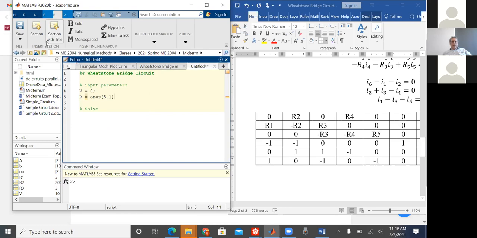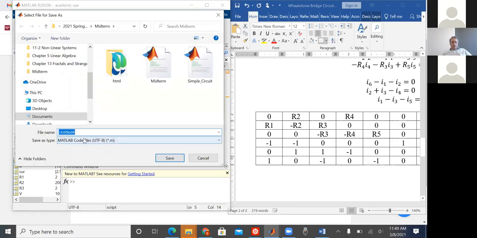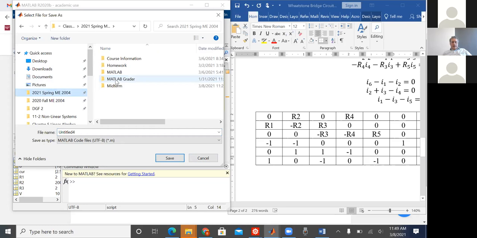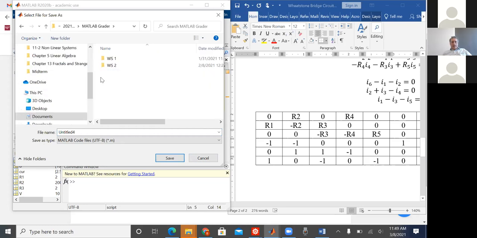Okay, and I want to File, Save As. I want it back in that other file. You know what I can do to get there? Well, okay. I want to go back to that same file, MATLAB Grader. Oops.